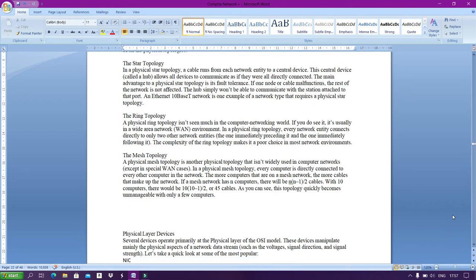Star topology. In a physical star topology, the cable runs from each network entity to a central device. This central device, called a hub, allows all devices to communicate as if they were directly connected. The main advantage to the physical star topology is its fault tolerance. If one node or cable malfunctions, the rest of the network is not affected. The hub simply won't be able to communicate with the station attached to that port. An Ethernet 10-base-T network is one example of a network type that requires a physical star topology.